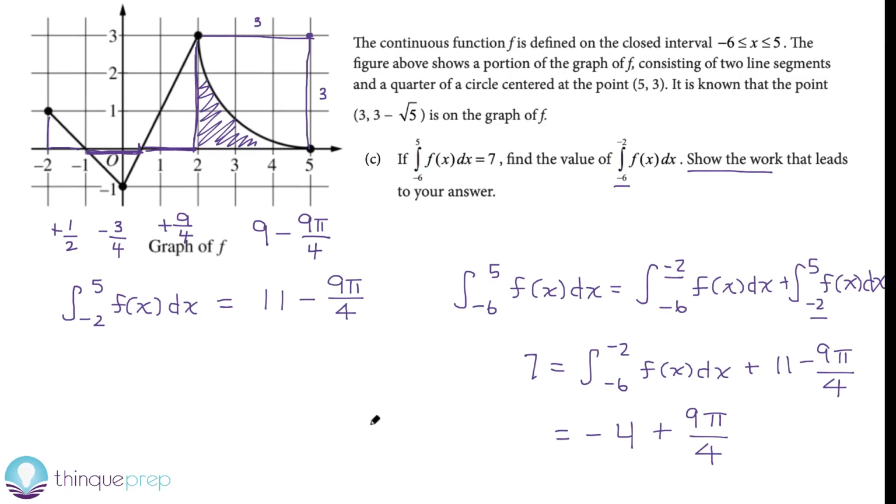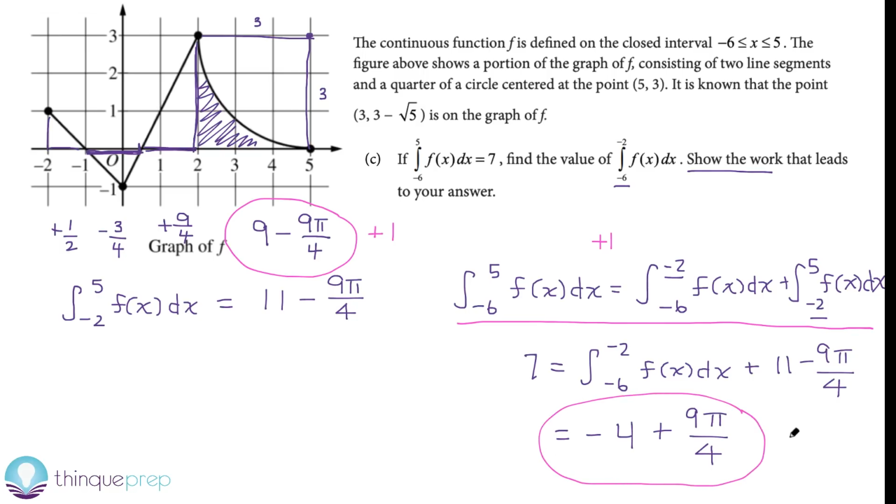Now, if I were to reward points for this question, I think I'd probably give a point for you being able to calculate the area under the curve, this 9 minus 9 pi over 4. I think I'd also give a point for you knowing that the area can be written as the sum of two subintervals. And then for the third and final point, I'd give a point for the correct answer here.